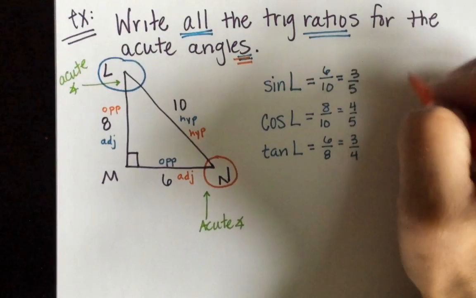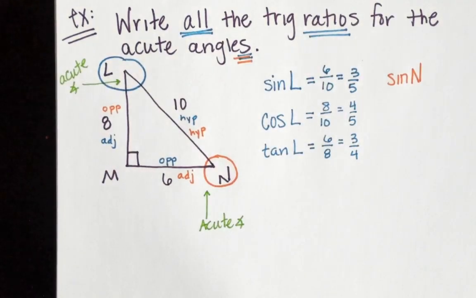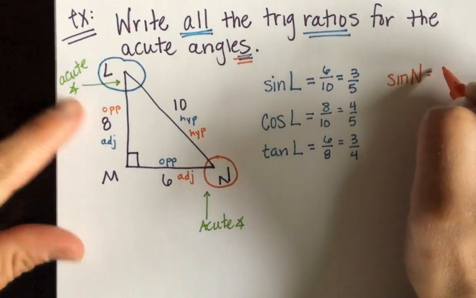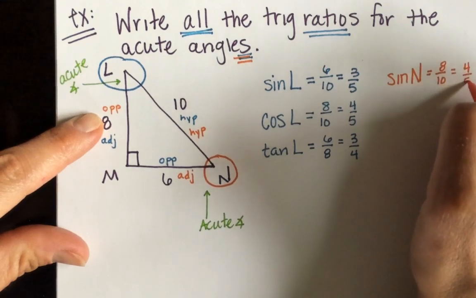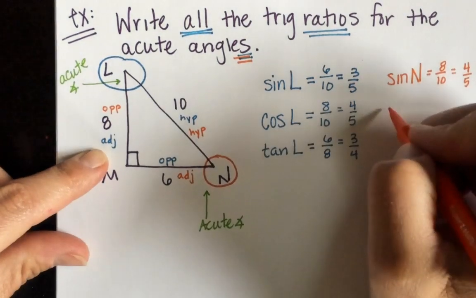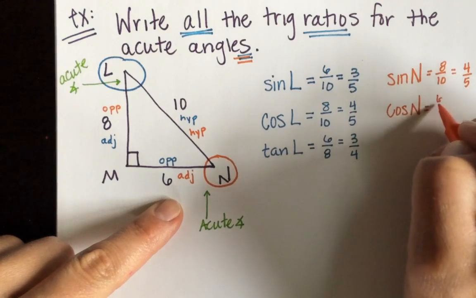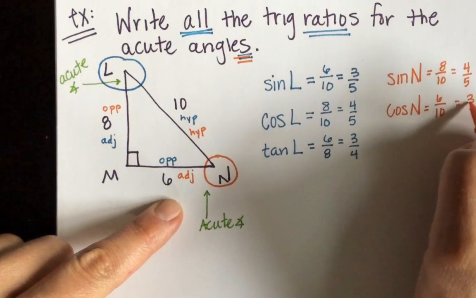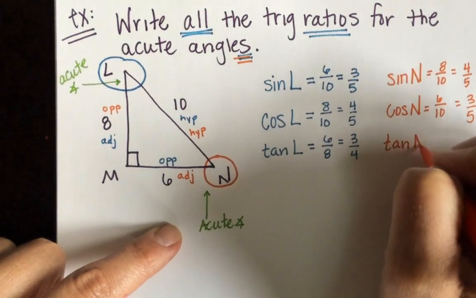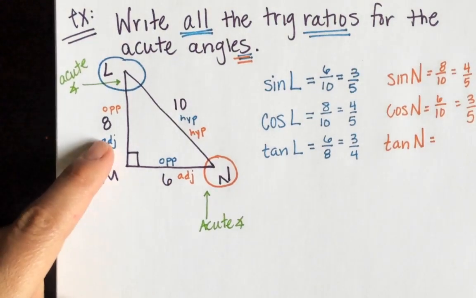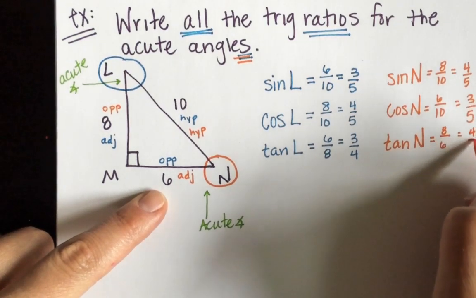That's why you'll see a lot of what I do is color-coded, so that now we're following the colors. So if I want to do sine N, I'm going to have opposite 8 over the hypotenuse 10. So now sine N is 4/5. Cosine N is adjacent over hypotenuse, and now that's 3/5. And tangent N is opposite over adjacent, which is 4/3.